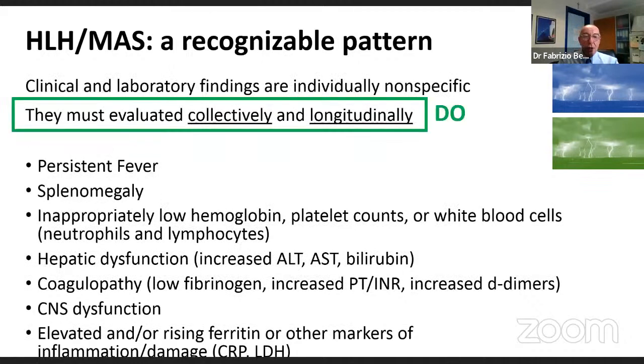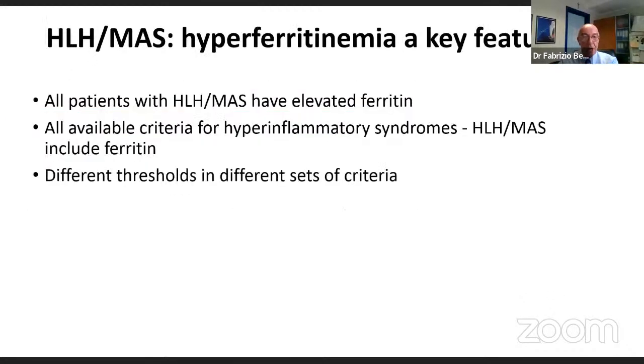So the do here is that this pattern cannot be evaluated one by one. These parameters have to be evaluated collectively and longitudinally. None of this is specific of anything, as you well know. Ferritin is a key feature. Yes, high ferritin is a key feature.